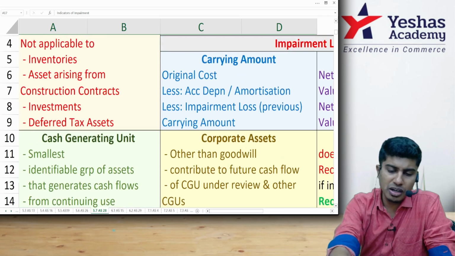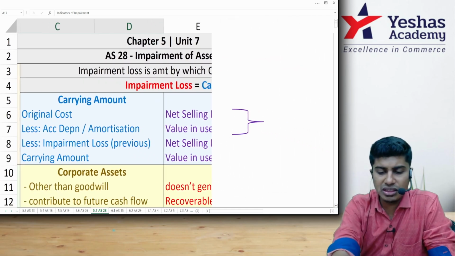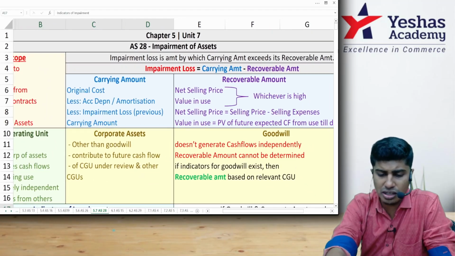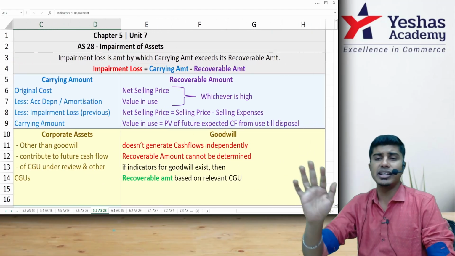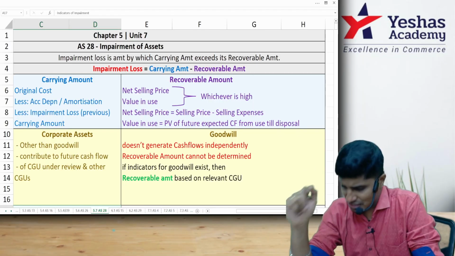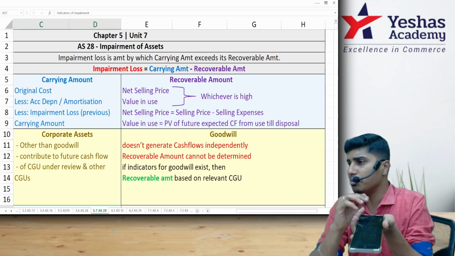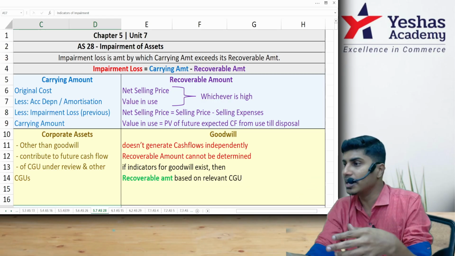How do we do impairment? Very simple. We will think of the asset. An asset can be seen in two ways. One, use the asset till the day it dies. Second, sell the asset today. When I see this asset, I ask myself: should I use this till the time it stops working, or should I sell it right now?